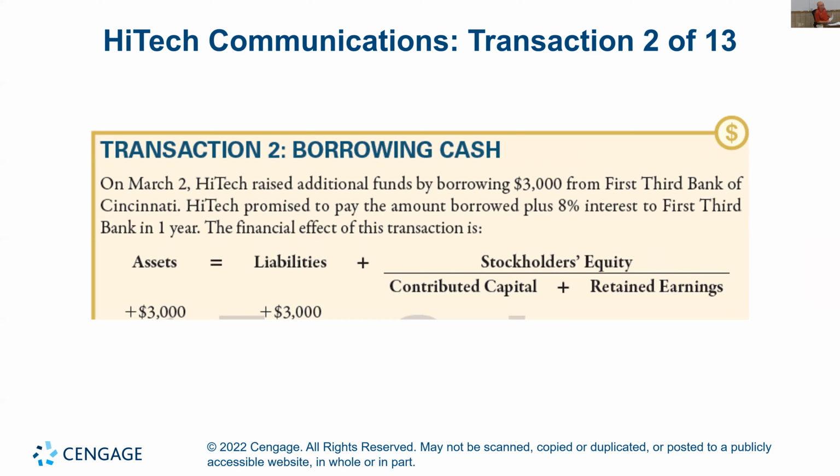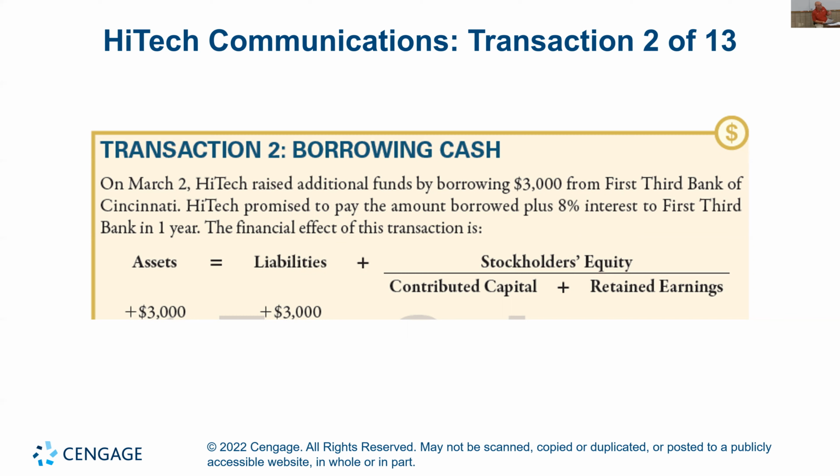For number 2, this time we borrowed $3,000 from a bank. And we promised to pay the bank the amount borrowed plus some interest. Okay. So in this case, we borrowed money. So as a company, we received cash. Cash being an asset, our assets increase.